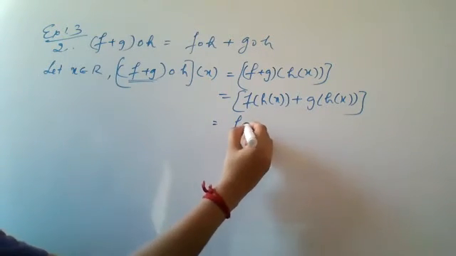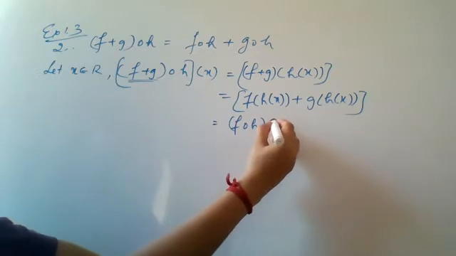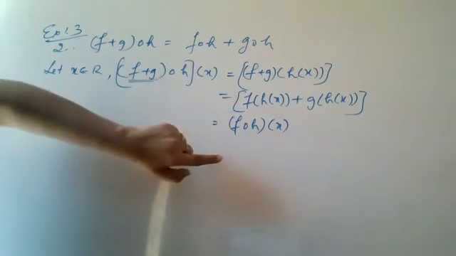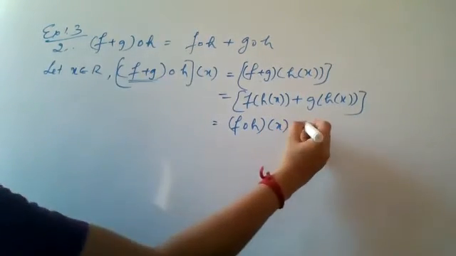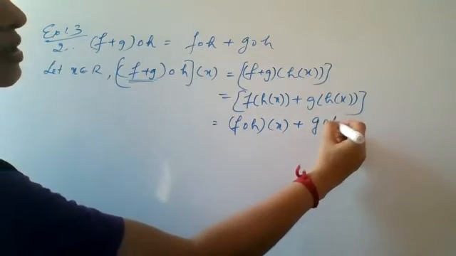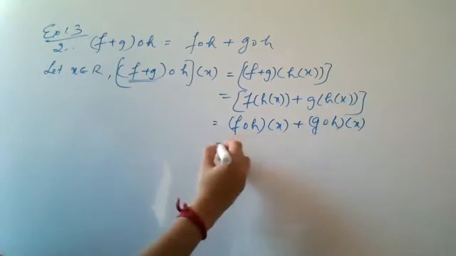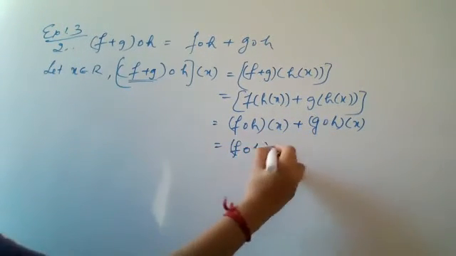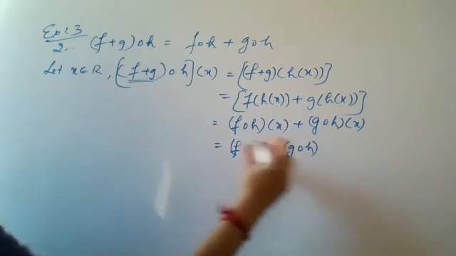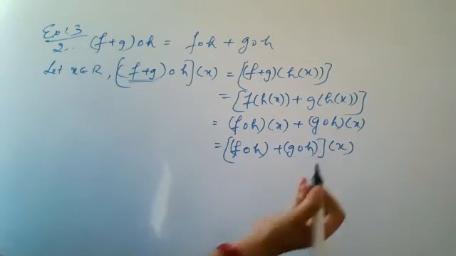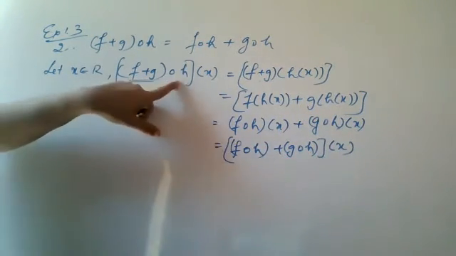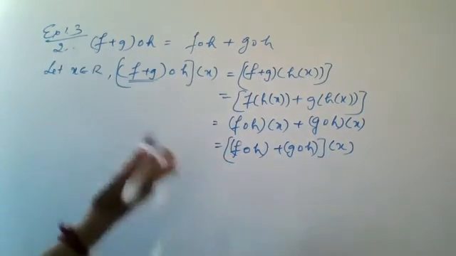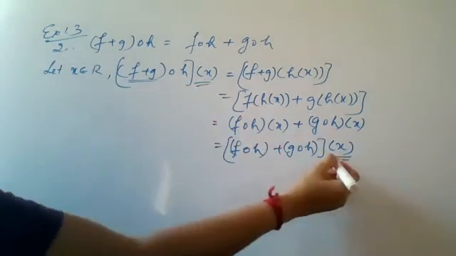So you can write this as (F composition H) of X. If it was given the other way, you would write it like this; we are just rewriting in the opposite direction. Here you will get again G composition H of X. Now this X in common can be taken out, so you will get (F composition H plus G composition H) of X. From where you started, (F plus G) composition H of X, you reach (F composition H plus G composition H) of X. That means this is true for all X.